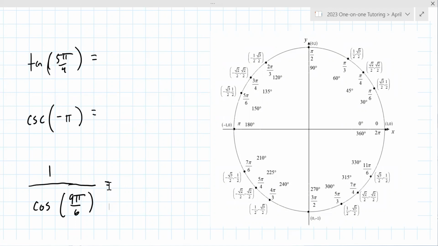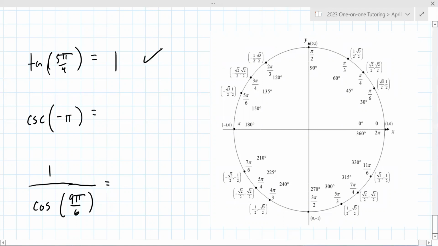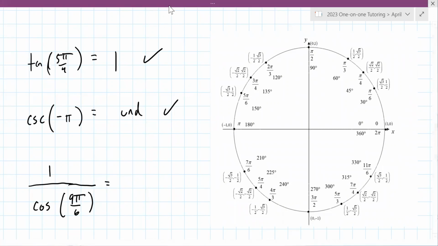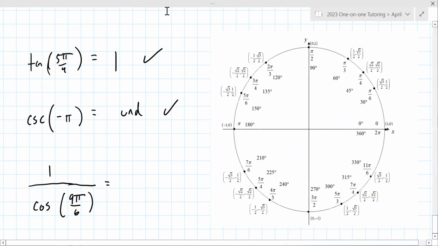Okay, so for the first one, I got 1. Good. And then for the second one, I got undefined. Good. And then also for the third one, I got undefined. How did you deal with the 9 pi/6? I simplified it to 3 pi over 2. Good, very good. That confused me for a minute.